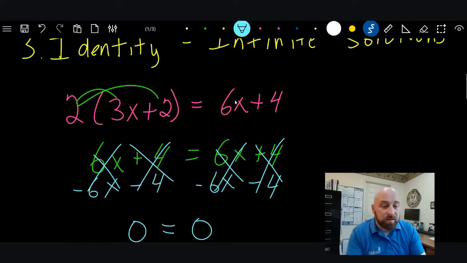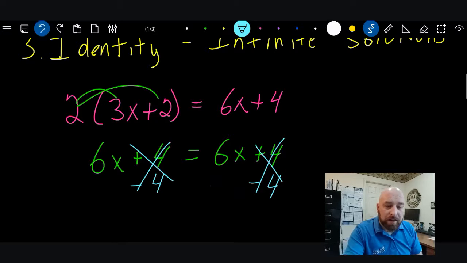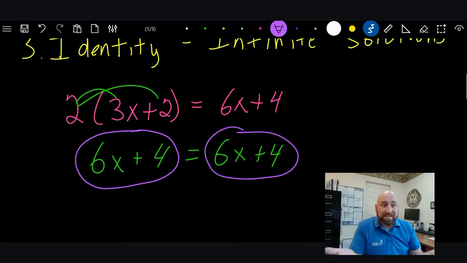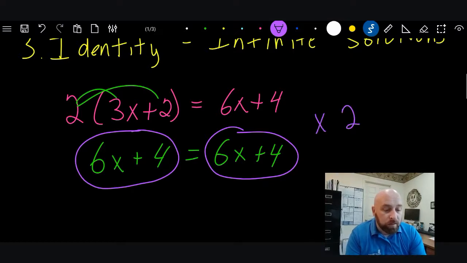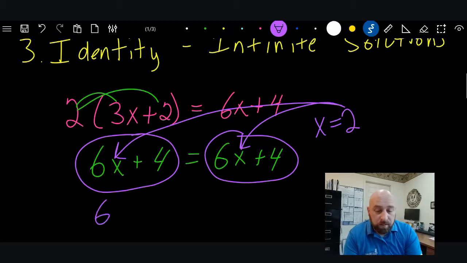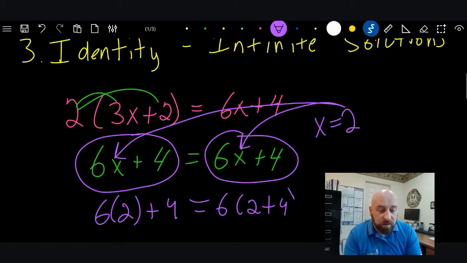And here's a good way that you can see the identity. Let me erase some of this right here. I want to show you where you can recognize, oh, that's an identity right there. If you look at this one, you'll see, look, 6x plus 4 equals 6x plus 4. That's an identity. It's the same thing on both sides. And so no matter what you put in, if you put in x equals 2, guess what's going to happen? 6 times 2 plus 4 equals 6 times 2 plus 4. It's going to be equal.